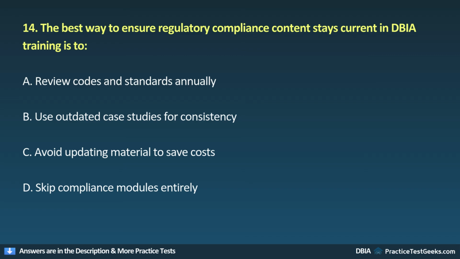14. The best way to ensure regulatory compliance content stays current in DBIA training is to A. Review codes and standards annually. B. Use outdated case studies for consistency. C. Avoid updating material to save costs. D. Skip compliance modules entirely.